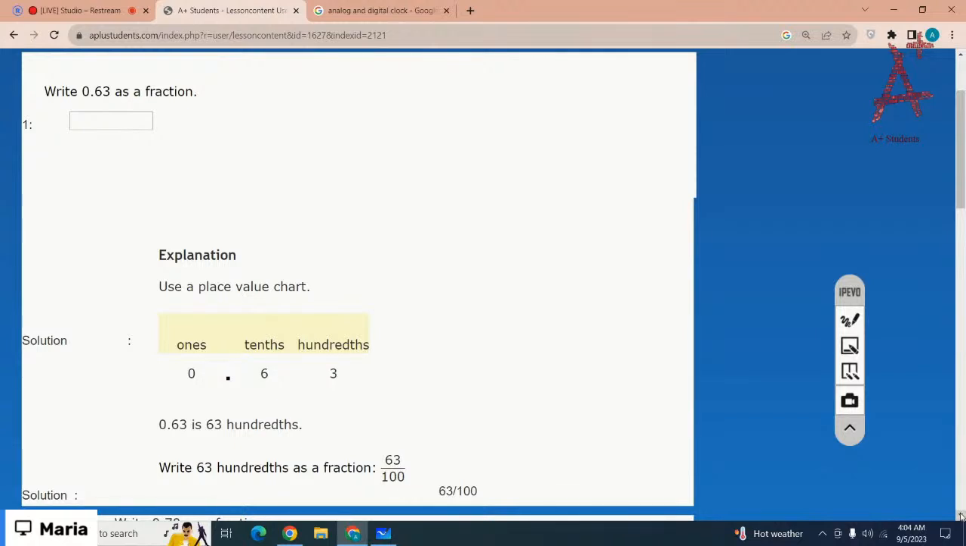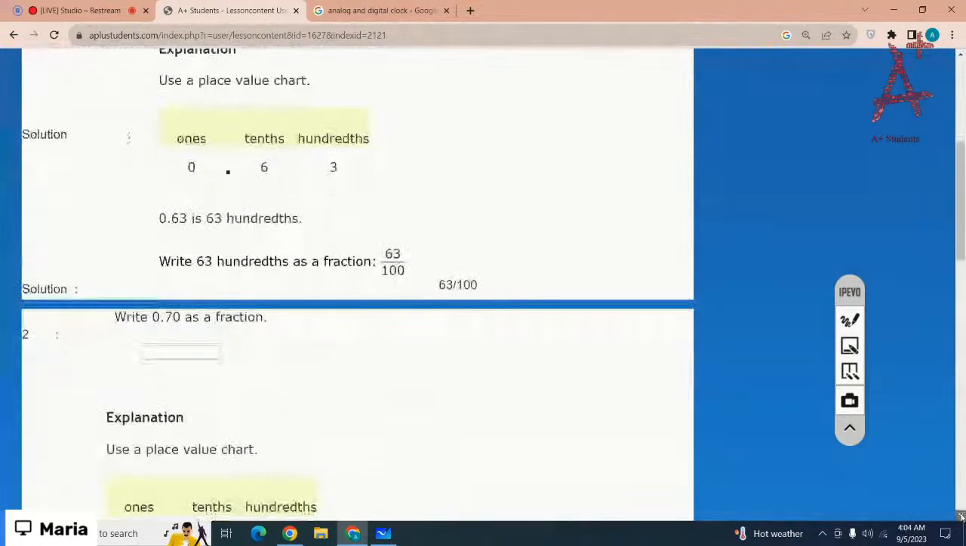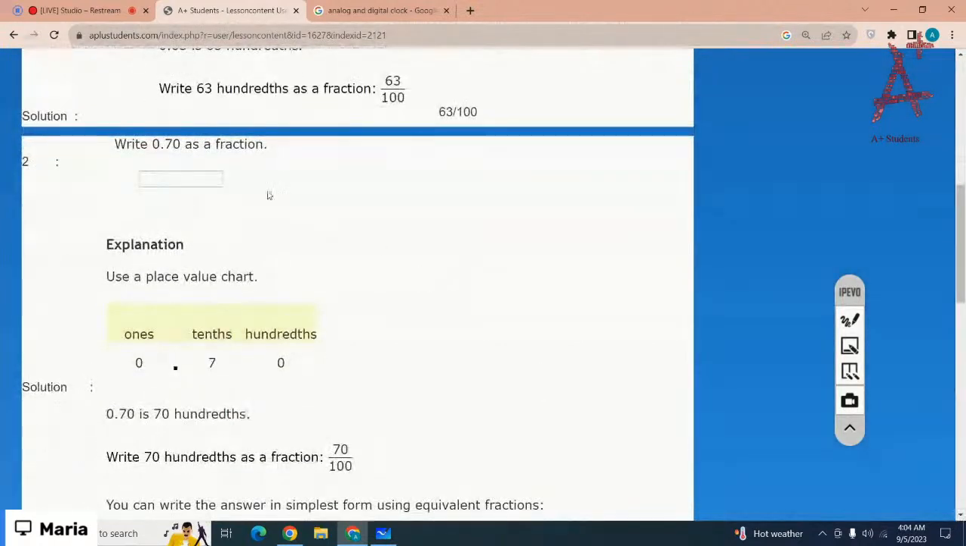Okay, the next one is write 0.70 as a fraction. So you're given a decimal, you have to write it in the fractional form, right? So how do you write? Just look at the digits right after the decimal point. Right after the decimal you have two digits, right? So for the decimal point you have to add 1, and you have two digits, so you have to add two zeros, so it would be 70 over 100, right?